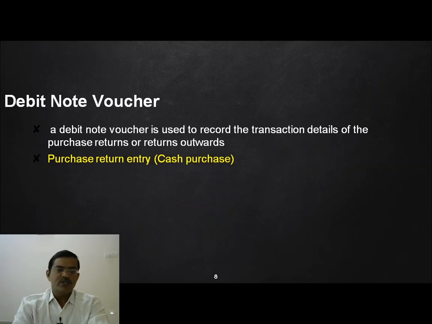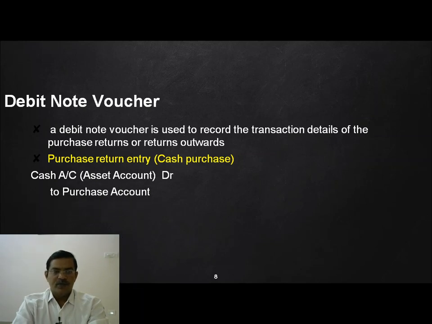So we know the purchase entry. Purchase entry is very simple. Cash purchases: purchase account debit to cash account. Okay, if it is a purchase return in cash, the entry is reversed. In my purchases, the entry is purchase account debit to cash account. Now the cash account is debited, the purchase account is credited. It is a reversal entry.